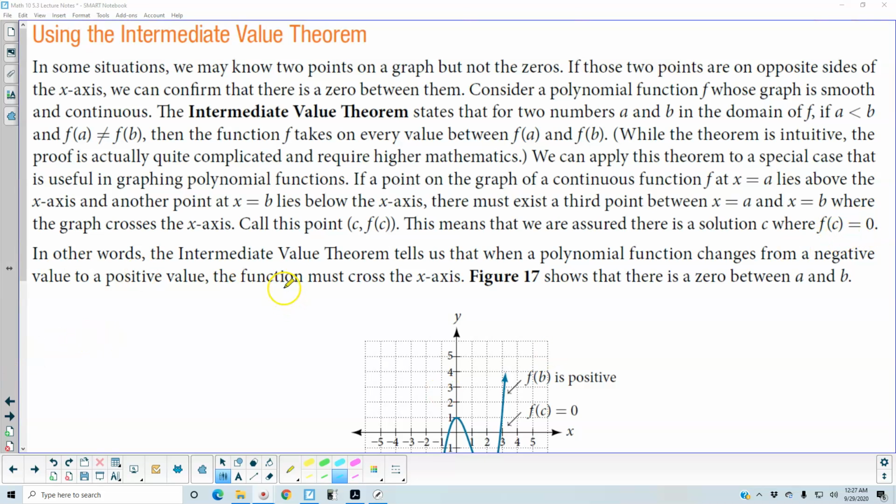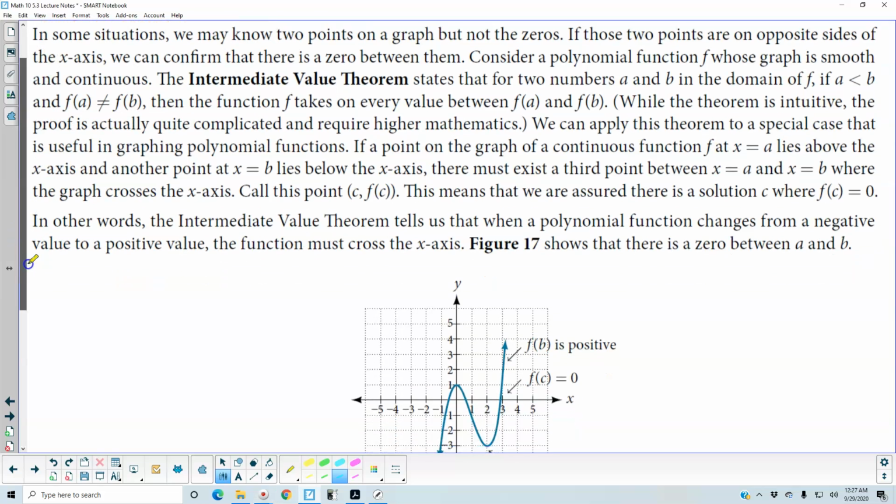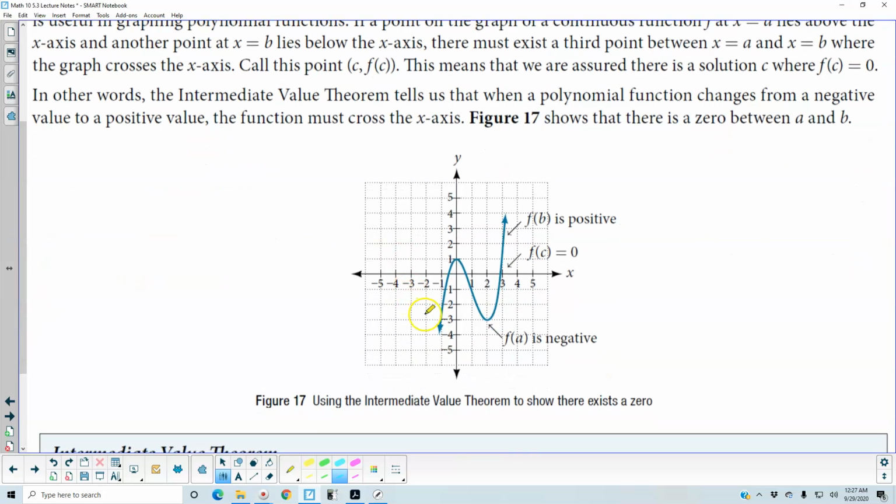In other words, the intermediate value theorem tells us that when a polynomial function changes from a negative value to a positive value, the function must cross the x-axis. Figure 17 shows that there is a zero between a and b. So again, let's take a look at this figure.